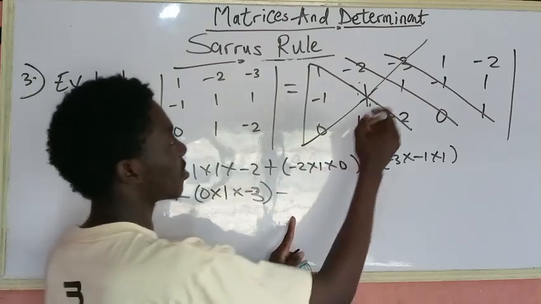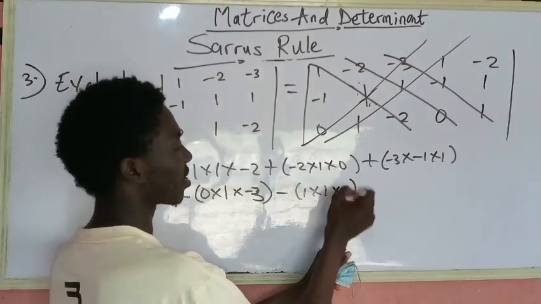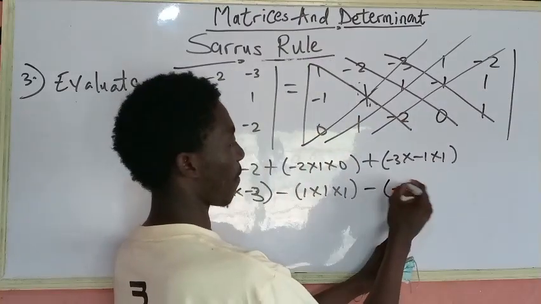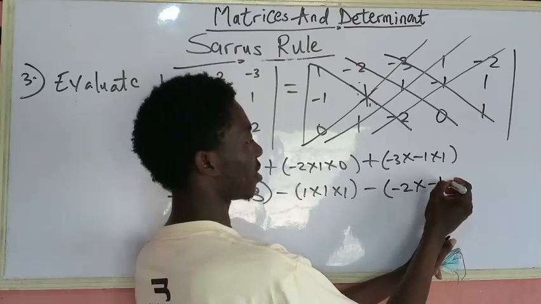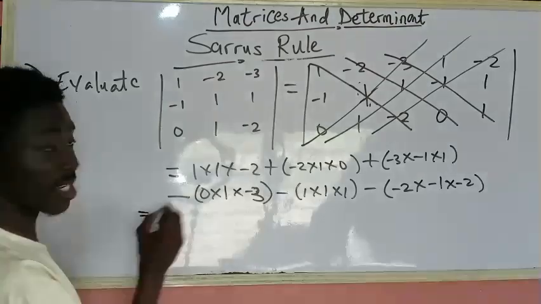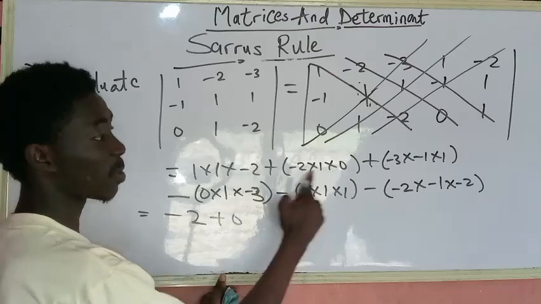Right? Next one. This goes along this. That is 1 times 1 times 1. And this goes like this. Minus of minus 2 multiplied by minus 1 multiplied by minus 2. I think that's what you should have. You can check it. So this is minus 2 and here gives us 0, because this is multiplied by 0.